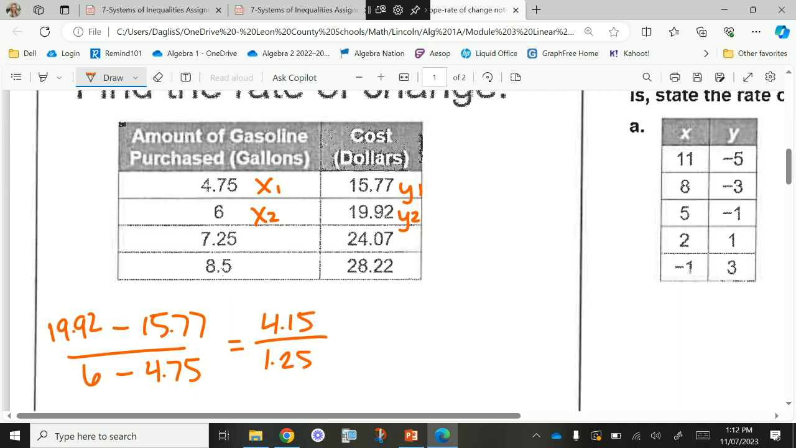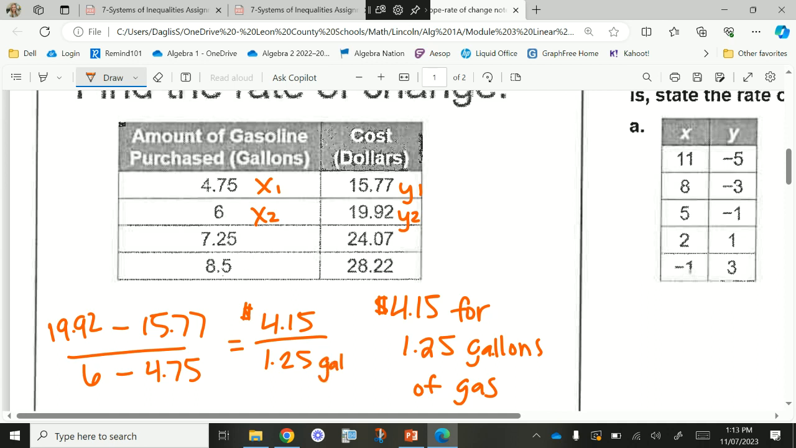So 4.15, is that the amount of gallons or is that the cost? Cost. So we spend $4.15 for 1.25 gallons of gas. Okay, that's what the ratio is showing me. It's showing cost over gallons.